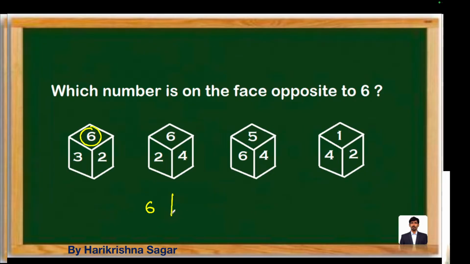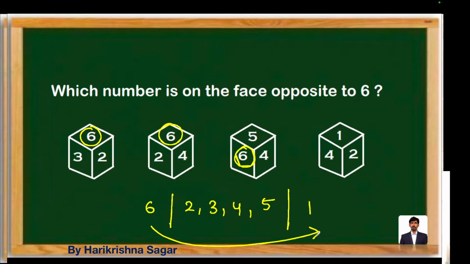For 6, what are adjacent? You figure out 2, 3 are adjacent. For 6, what are adjacent here? 2, 4 are adjacent. For 6, what are adjacent here? 5, 4. So the number which is not there is going to be treated as opposite. Out of 1 2 3 4 5 6, 1 is not there, so 6 opposite is going to be 1.